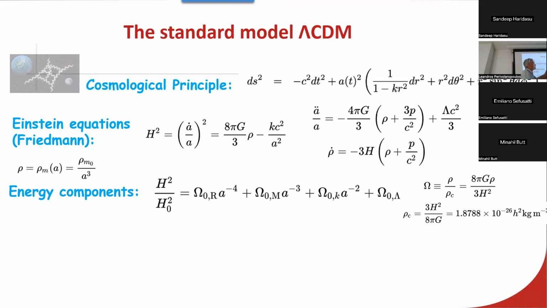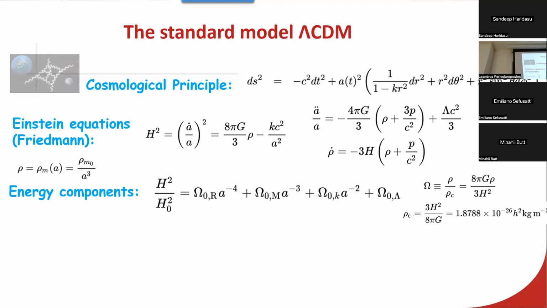We know the particles around us. We know that most of the matter is described by particles, and probably dark matter is also described by particles. At least we know that probably it's this way. Radiation goes like a to the minus 4. In that case, we have p equal to 1/3 rho with this equation of state.